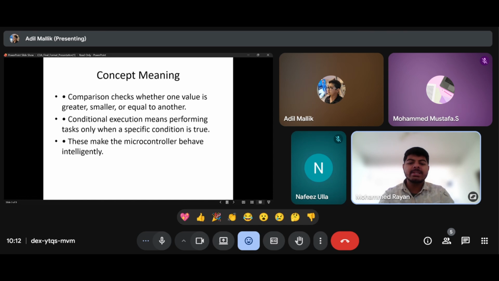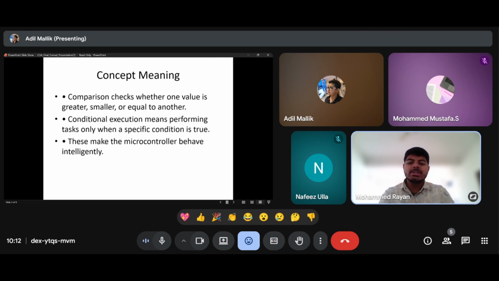The second part is conditional execution. It means that particular instructions or a block of code will run only when a specific condition is true. For example, the program may jump to another location to perform a task only if two numbers are equal. This helps the microcontroller follow the correct program flow and avoids unnecessary execution of code.